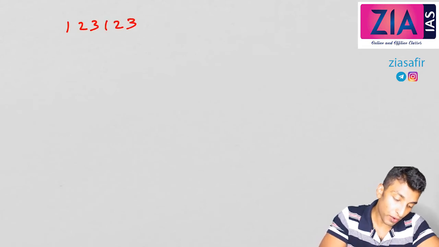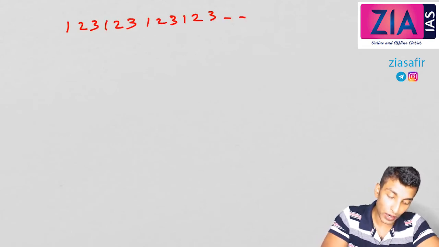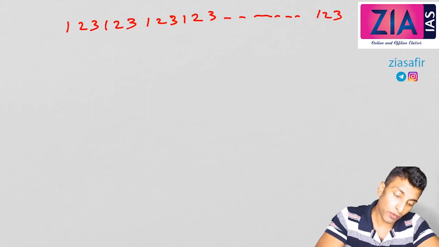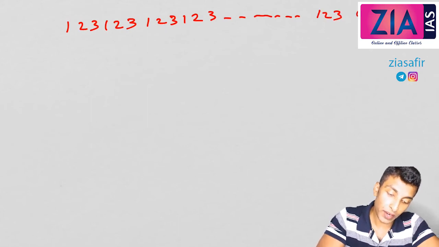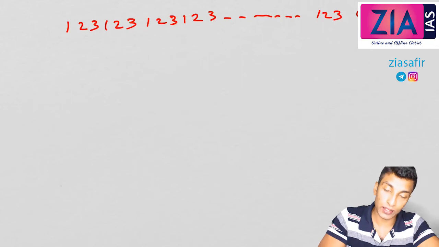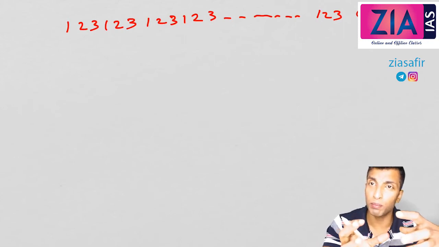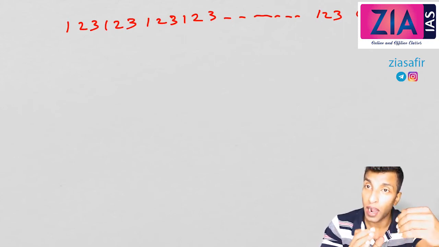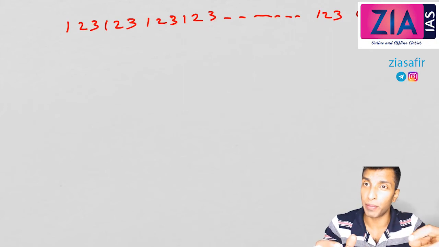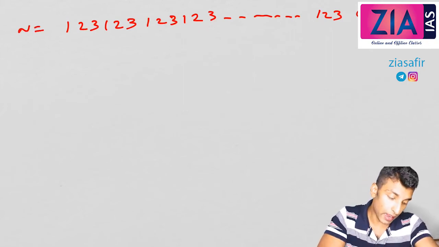1, 2, 3, 1, 2, 3, 1, 2, 3, 1, 2, 3. It is going on 1, 2, 3. So total 300 digits. Okay, so 300 digits means 1, 2, 3, 3 digits, 1, 2, 3, 3 digits. So how many such blocks are there? 100 blocks are there. 100 blocks of 1, 2, 3. It's a big number, huge number. I can't even write here, right? And I want to find, so let's take n as this.